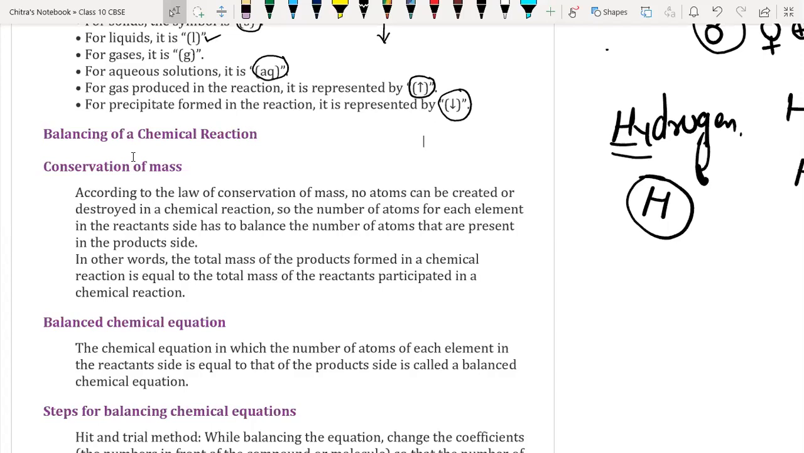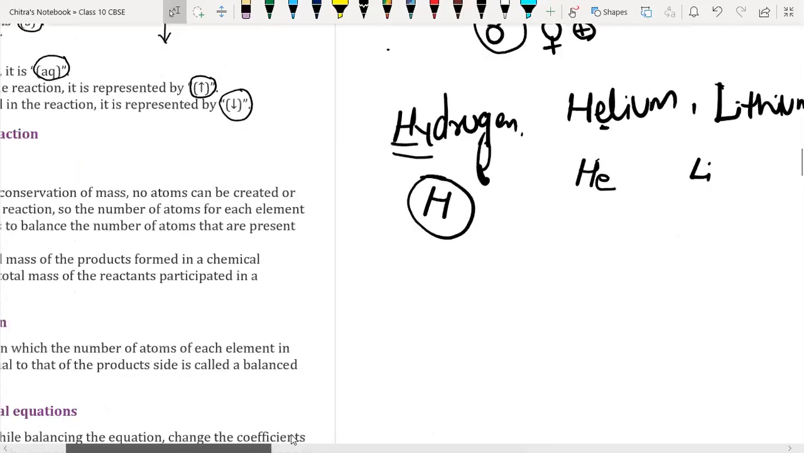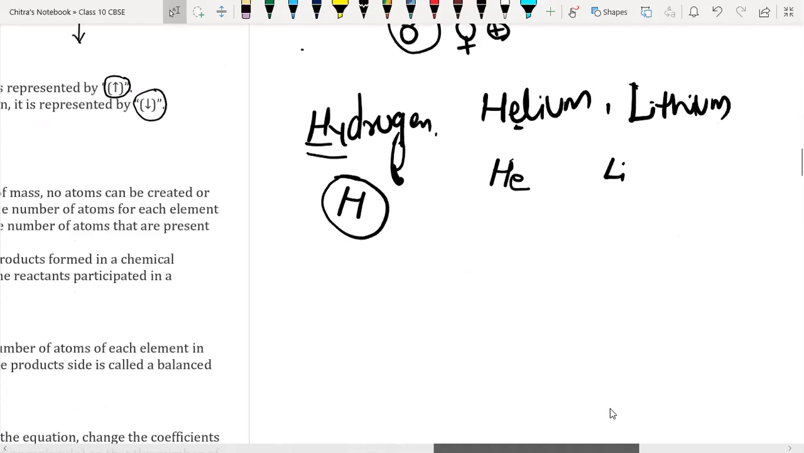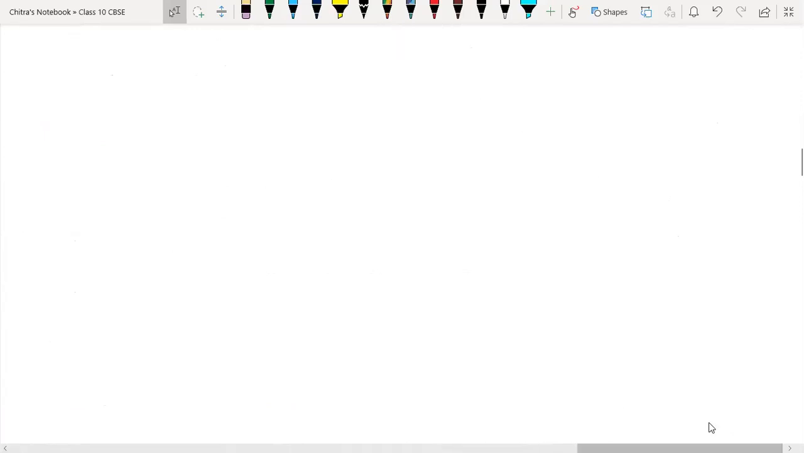So now we are going to balance the chemical reaction. Here we will understand balancing chemical reactions. Very important.